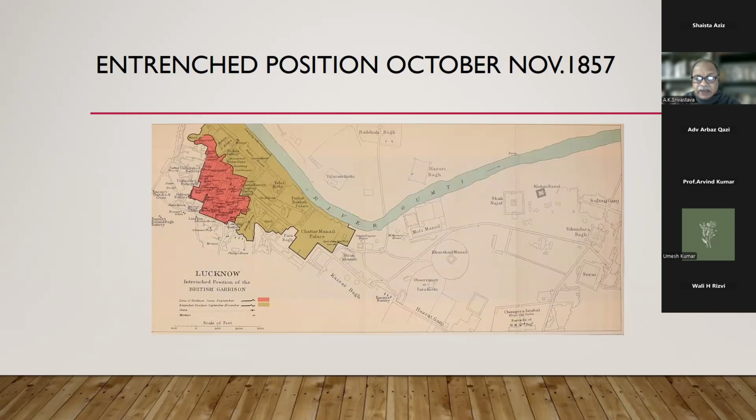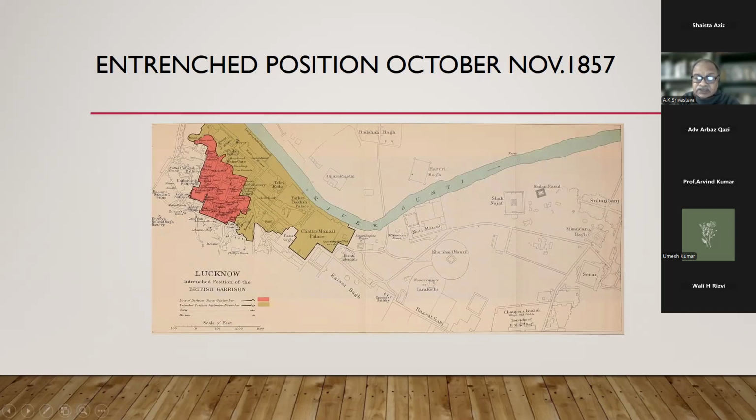Farhad, Hazrat Ganj, Khurshid Manjil, Moti Mahal, they are all with the Indian freedom fighters. But this colored map was with the Britishers. The second relief came with Campbell, who decided to come by Dilkusha, Martiniere. On 16 November, a fierce battle took place at Secunderabad and Shah Nazaf. We paid our tribute this year.